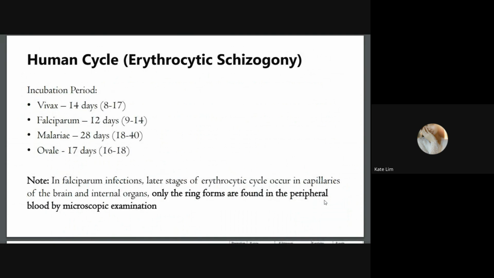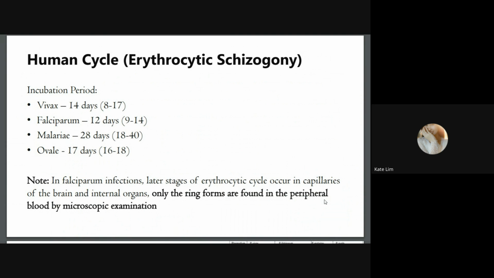So, and here, we have the incubation period for the different Plasmodium species. We have a special feature for Plasmodium falciparum. So, by the way, what is incubation period? This is the answer of how long before the symptoms will show. After a mosquito bite, how long does it take for the malaria parasite or the Plasmodium to make you feel sick? That is the incubation period.